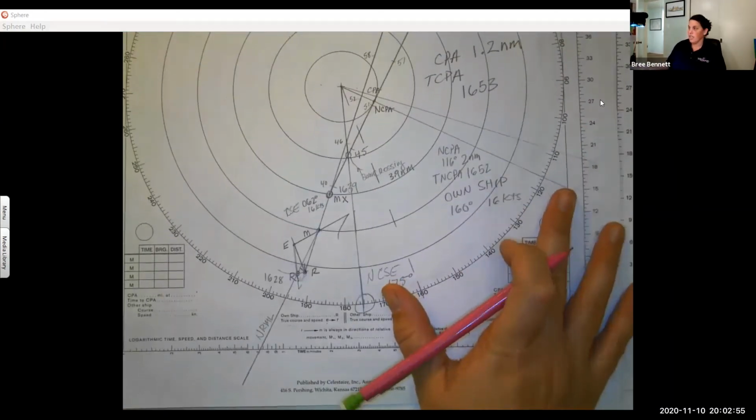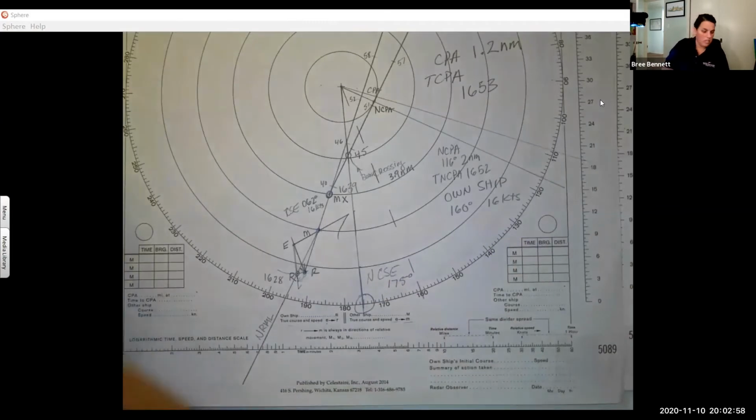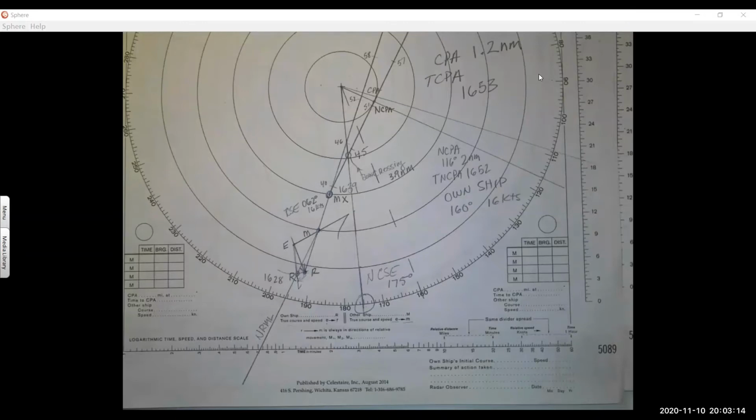Okay, so I know there's a lot going on this page, but I want to check in with you guys. Is any of this making sense? Okay. Cool. Little by little. Little by little. Okay.